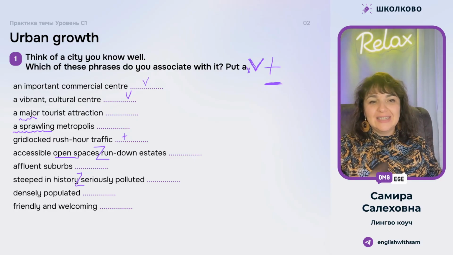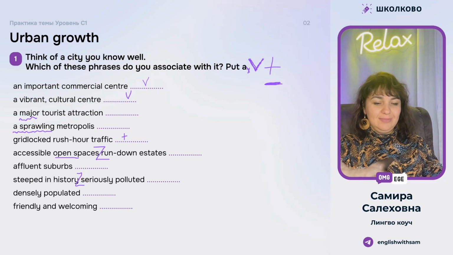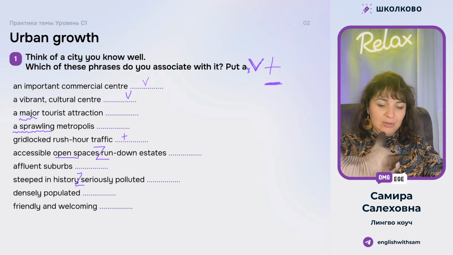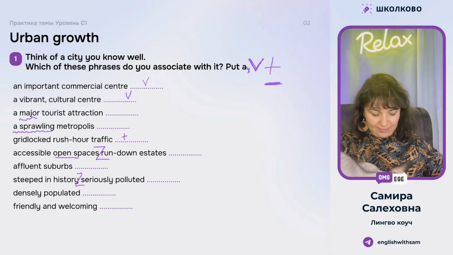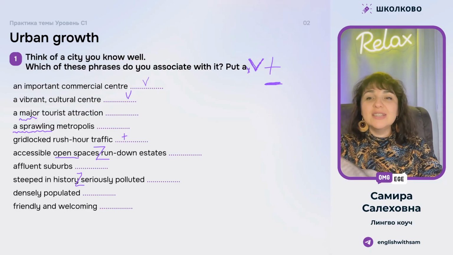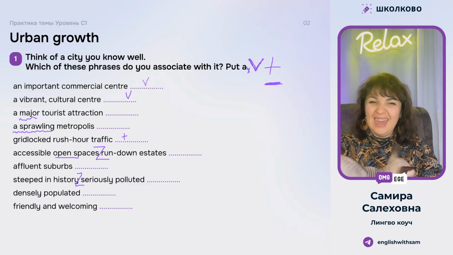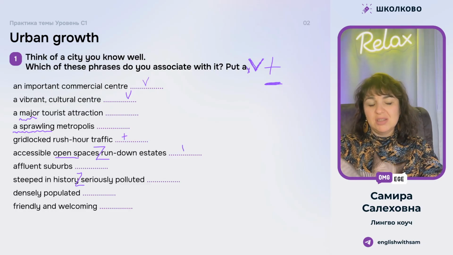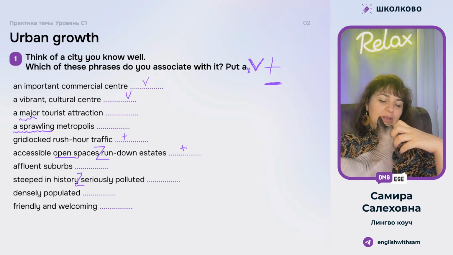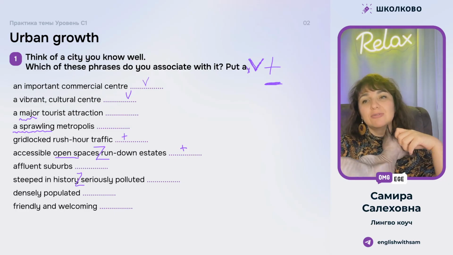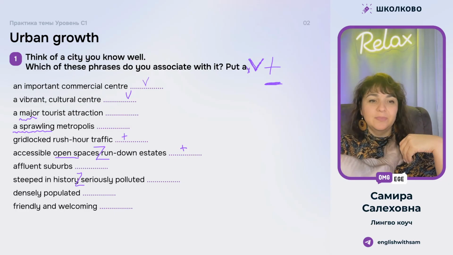Rundown. So it's the contrary, right? The contrary of affluent. Rundown, такой заброшенный, да, заброшенный. Yeah, actually, it is about my city. There are some buildings that I can say that they are run down.